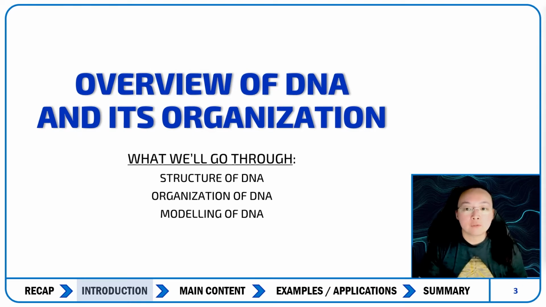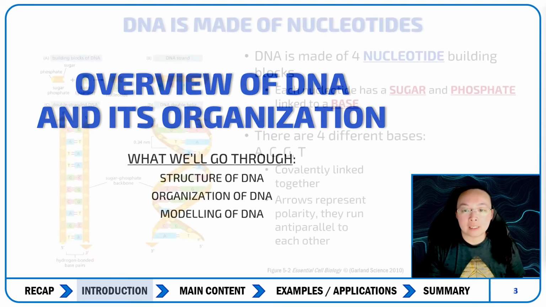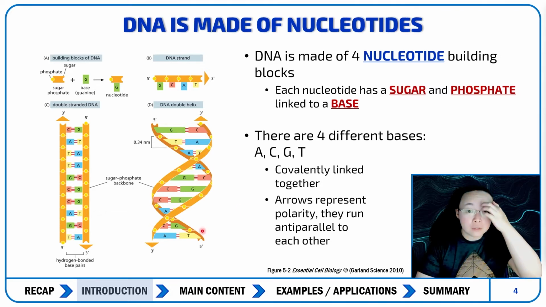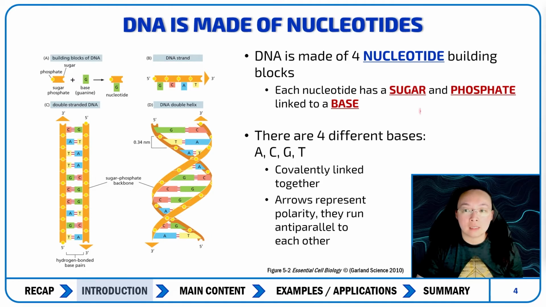Okay, so let's first go through DNA and its organization. First of all, we all know that DNA is made of nucleotides. It's made of 4 nucleotides, which are building blocks. Every single nucleotide here has a sugar. That's a picture of a nucleotide. There's a sugar, and there is a phosphate that's linked to a base. So sugar plus phosphate creates a sugar phosphate, plus some sort of base to create a nucleotide.